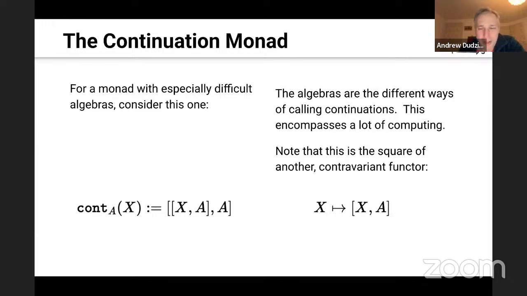As far as not being able to characterize the algebras for monads, we have the continuation monad, and this is a really interesting and essential one, because what it's really saying is, instead of a program returning a Y, I return something that takes programs turning Y's into A's and then secretly does something to them to end up with an A.